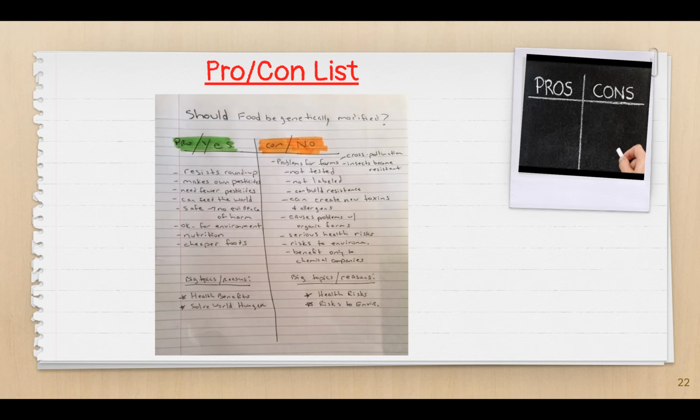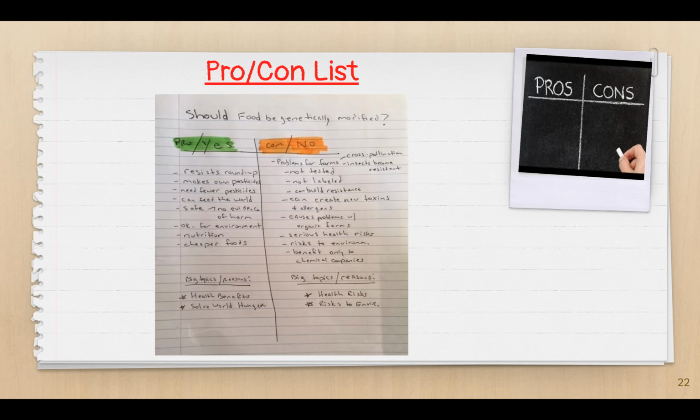So look over the information you have on each side of your pro-con list and see if you can come up with like a bigger reason that you could use that information to support. So on the pro side, you see at the bottom, it says big topics, health benefits. You can solve world hunger. Those could be 2 body paragraphs if I choose the pro side. On the con side, health risks, risks to the environment. Those could be my 2 body paragraphs if I choose the con side, right?